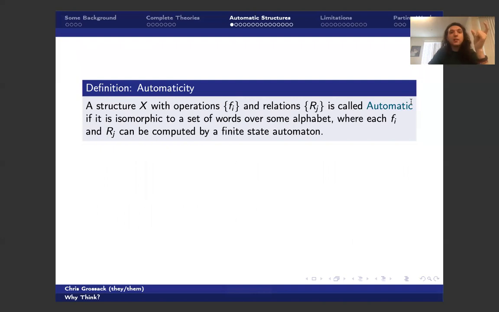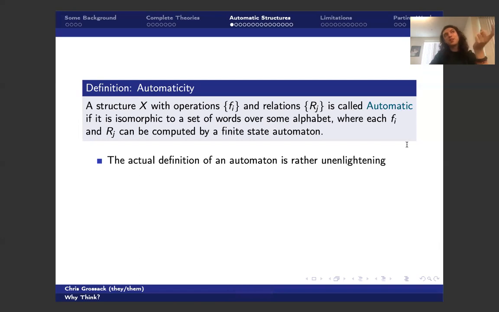So a structure X with operations Fi and relations Rj. You can imagine the Fi are like group multiplication or addition in rings. And the relations are things like an ordering, or like a subset if you want to have a distinguished subset. This is called automatic if my set is isomorphic to a set of words over some alphabet, where each Fi and each Rj can be computed by some finite state automaton.